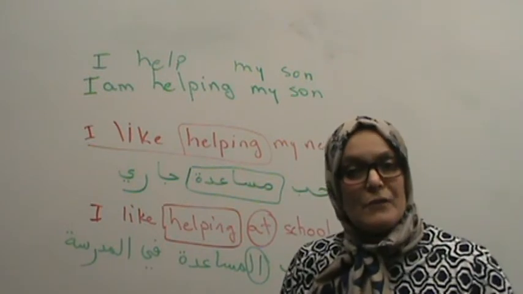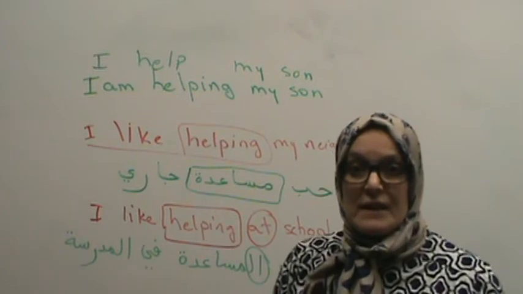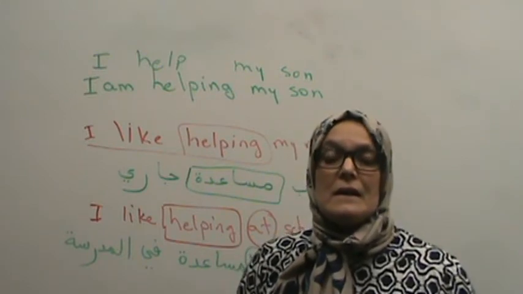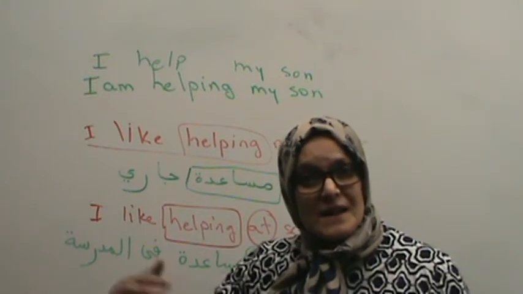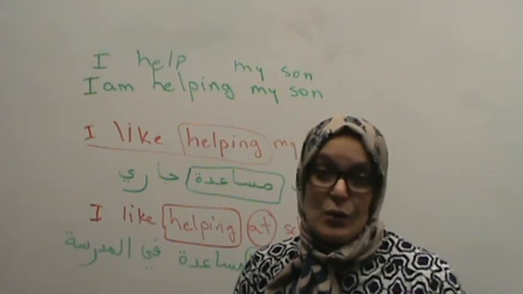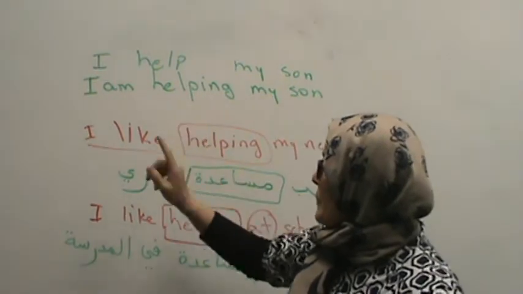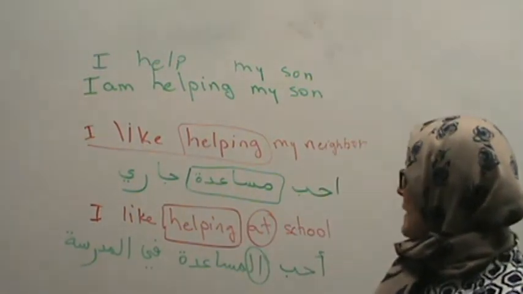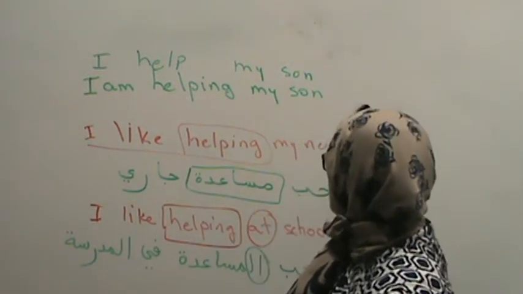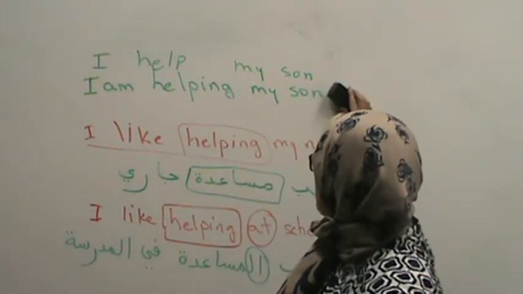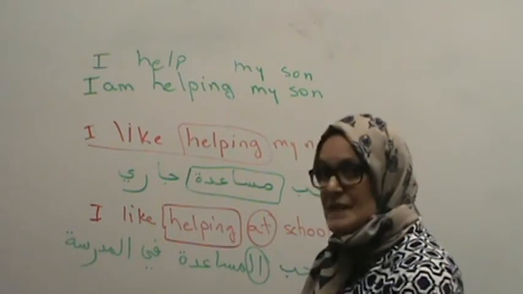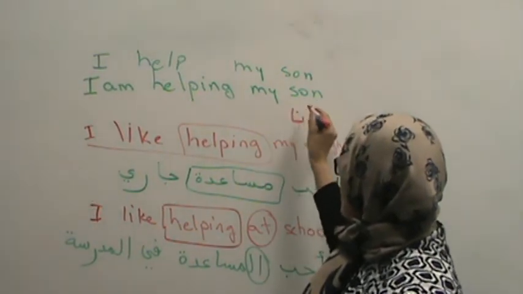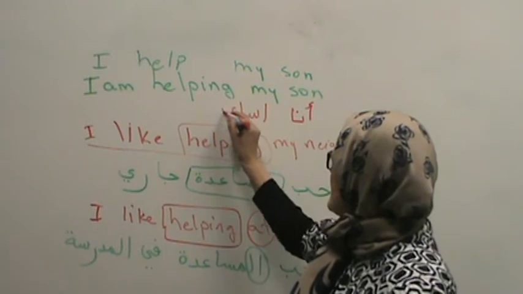أحب المساعدة في المدرسة, because when a gerund or a masdar in Arabic is followed by a preposition like at or in or after, any preposition that comes after the masdar should carry or have L. So I'm going to conjugate the first one, which is I help my son, I'm helping my son, or I help my son. It's just this one. أنا أساعد ابني.